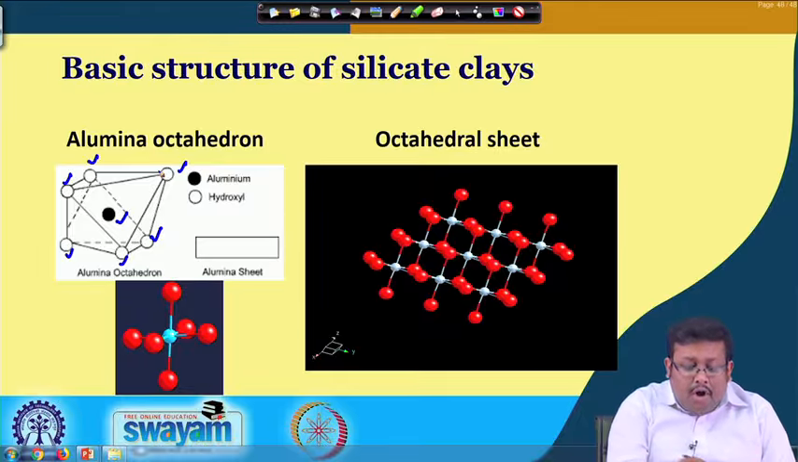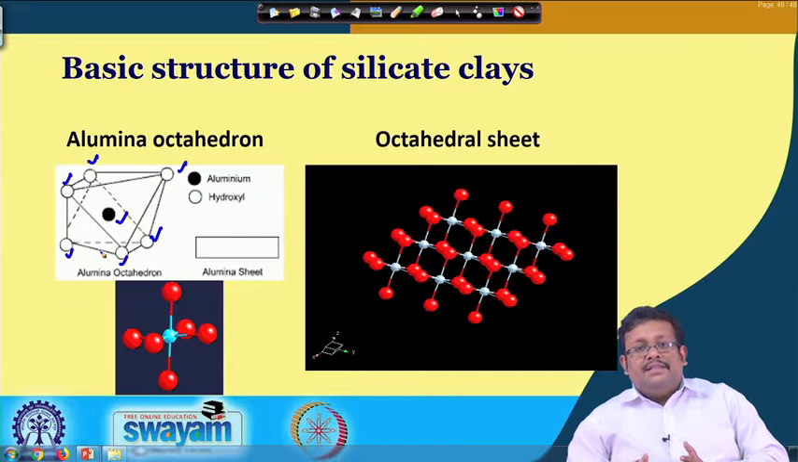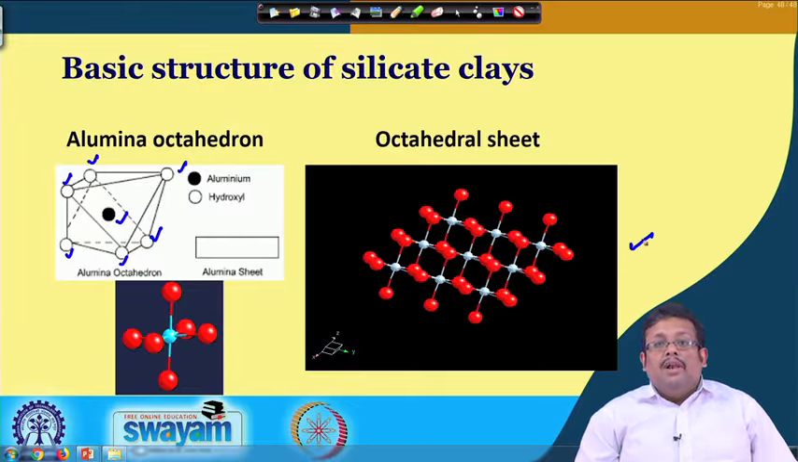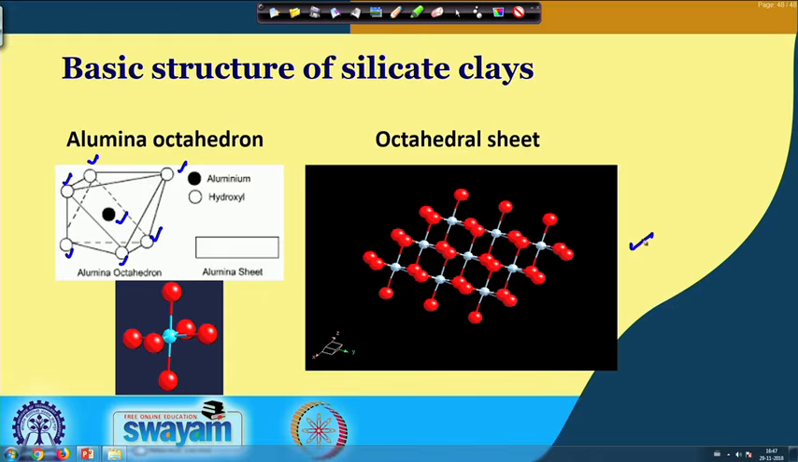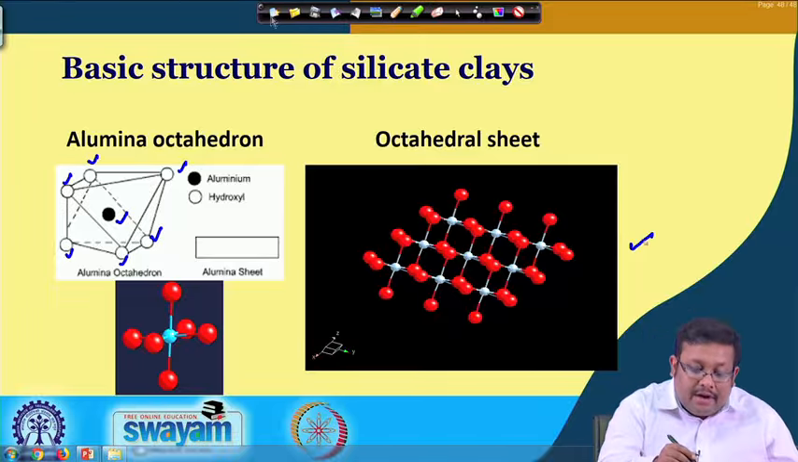When a couple of aluminum octahedra share their faces and sides with the adjacent octahedra, they also form a sheet-like structure, which we call the octahedral sheet. So, we have the tetrahedral sheet and we have the octahedral sheet. Based on the arrangement of these tetrahedral and octahedral sheets in a unit cell, there are different classes of silicate clays, and we will discuss that later on.